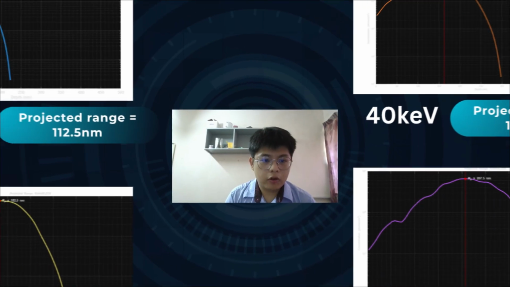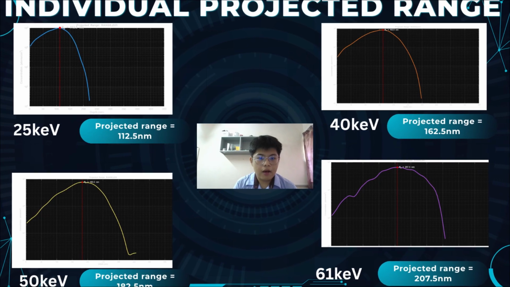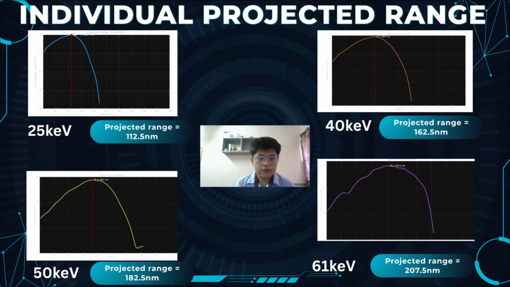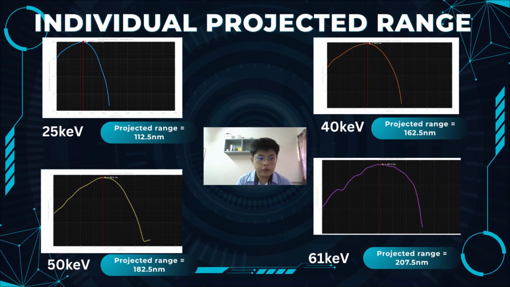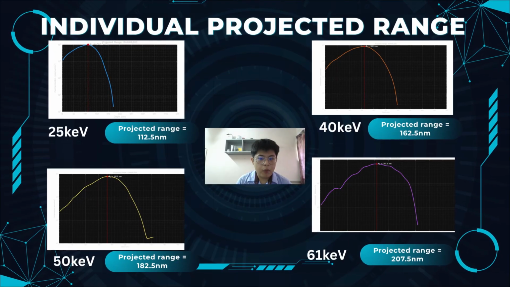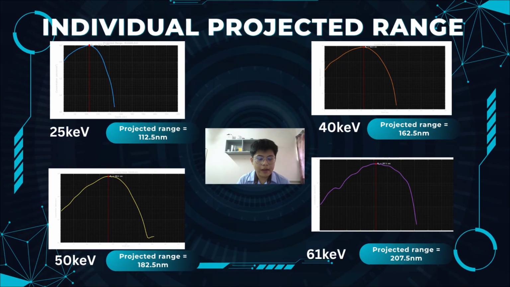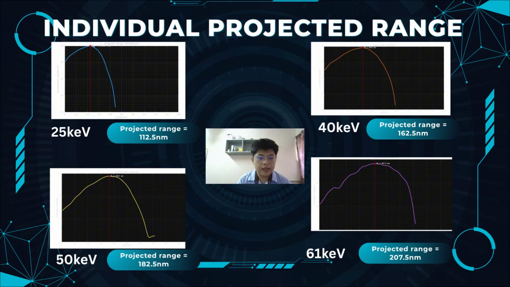Since our objective is to have very good control and also very uniform concentrations between 100 nanometers and 250 nanometers, we are going to use four energies. The first is 25 keV, where the projected range is around 112. The second is 40 keV, where the projected range will be around 160, and also 50 keV, where the projected range will be 182.